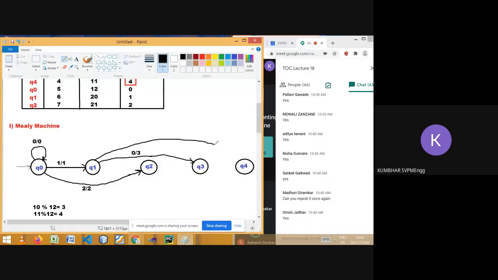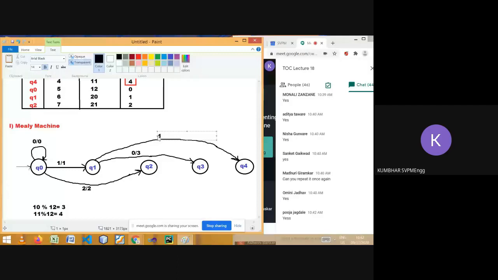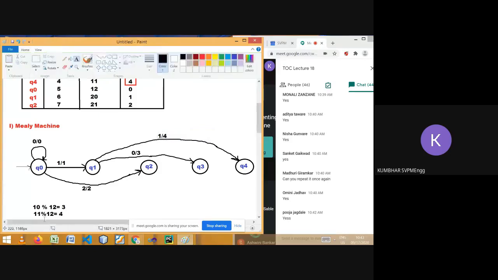I hope you all are getting this. Input is 1 because we are reading 1, and what is the output we are getting? 4. Correct. Very correct. So we have seen here for 0 and 1.